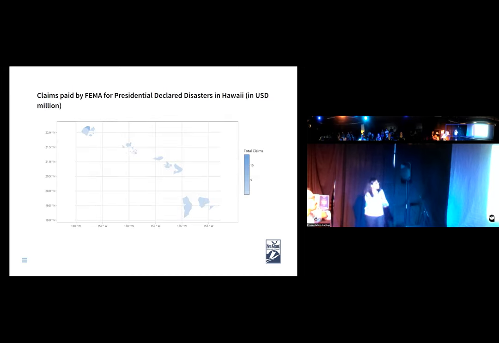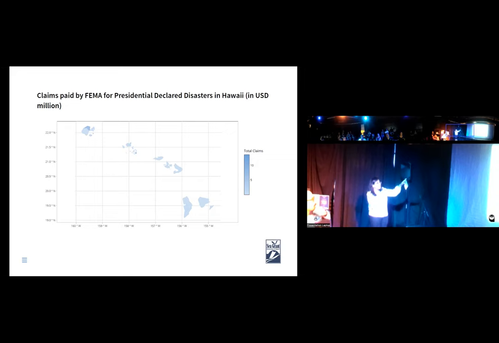So this is just to show you the locations on the map, the census tracts to which FEMA paid claims after disasters. There's some missing, as you can see, for the Big Island there's a missing chunk. So this map only shows those census tracts for which claims were paid by FEMA. The darker the shade of blue, the more the claims paid by FEMA.